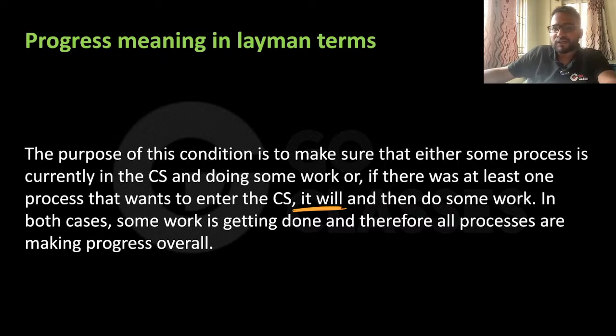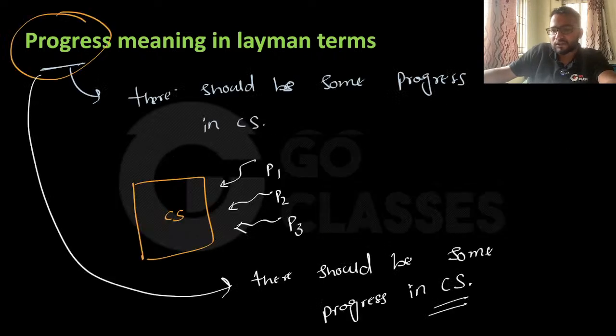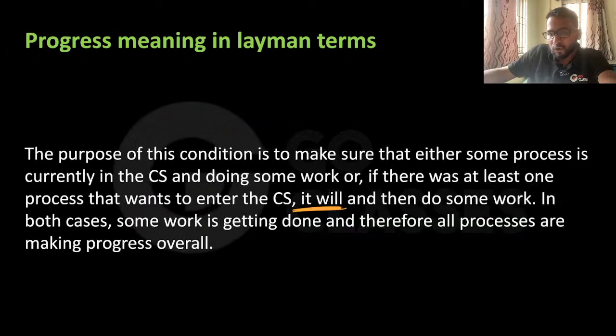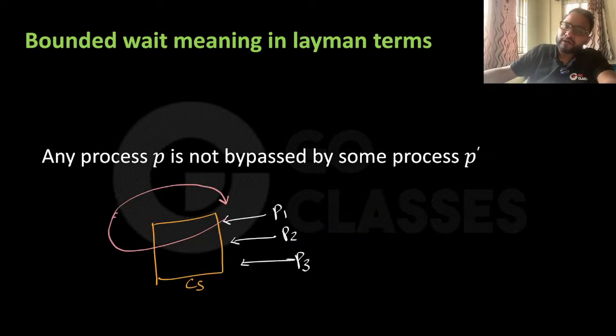The purpose of this condition is to make sure that either some process is currently in the critical section. If some process is in the critical section, then anyway there is progress in the critical section. If no process is in the critical section, and at least one process wants to enter the critical section, then it will enter and do some work. In both cases some work is getting done. So progress means that some work should be getting done in the critical section, and therefore all processes are making progress overall, right?